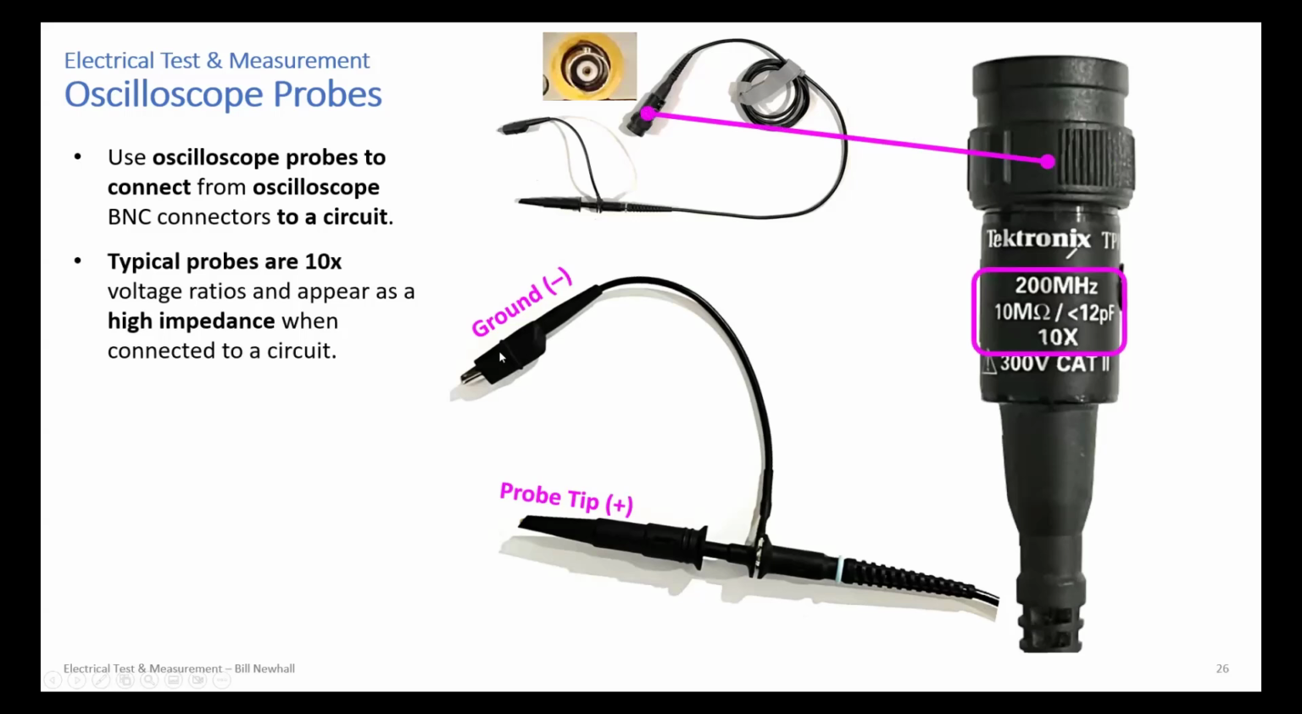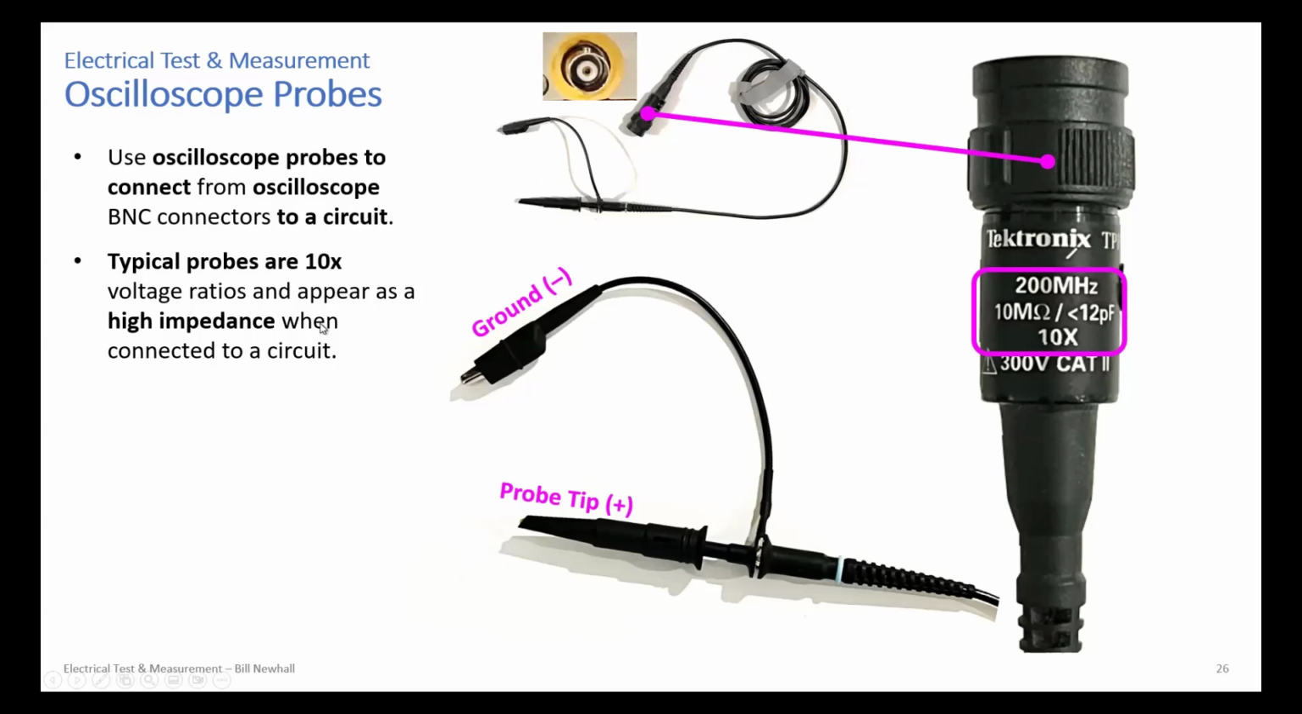So typical probes in relatively low frequency non-RF applications have 10x voltage ratios. That means that the voltage that the scope is actually seeing is 10x different than the voltage that's actually being measured. These probes are made like this so that they appear as a very high impedance when connected to a circuit.